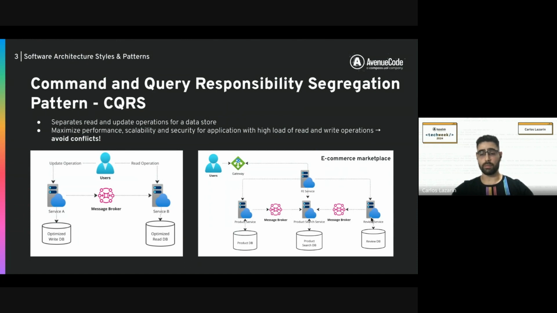But both services have a message broker in the middle, and a product search service is going to consume both sides' information and update the join database, let's say. So this database has the product search data. Whenever a user needs to search for a specific product, they go to this service that already has the product data and the review data, right? This is about CQRS.